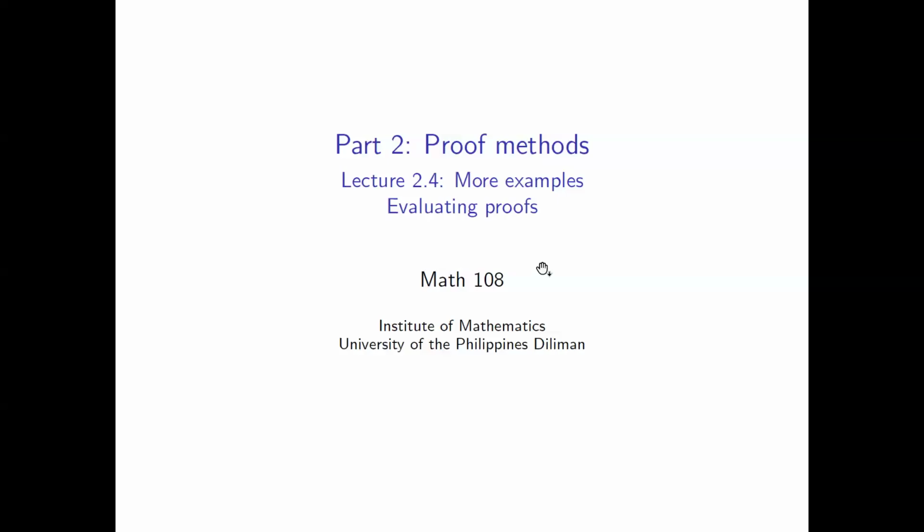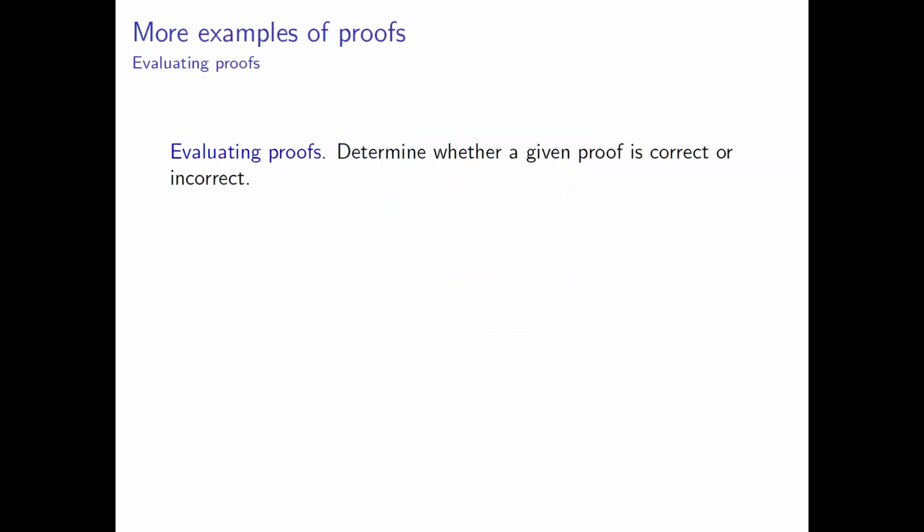This is a bonus video for Lecture 2.4, Evaluating Proofs. In this video, we will analyze proofs and assess whether the argument is correct or incorrect. When evaluating the correctness of a proof, our goal is to identify the logical errors if there are any.